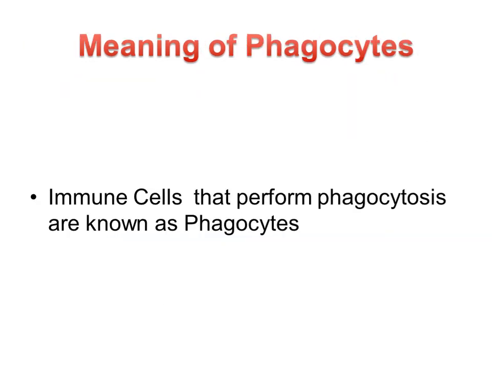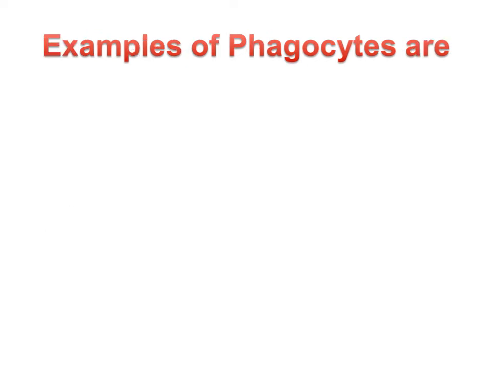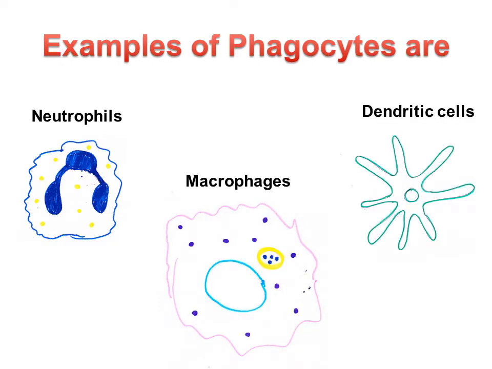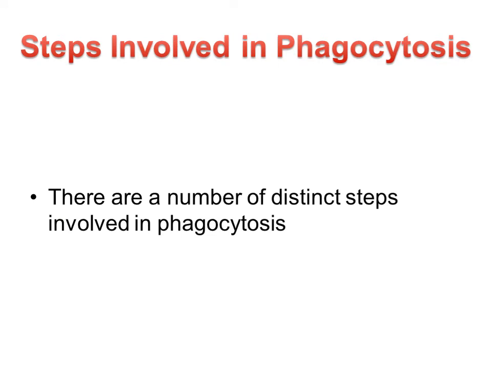Immune cells that perform phagocytosis are known as phagocytes. Examples of phagocytes are neutrophils, macrophages, dendritic cells. There are a number of distinct steps involved in phagocytosis.